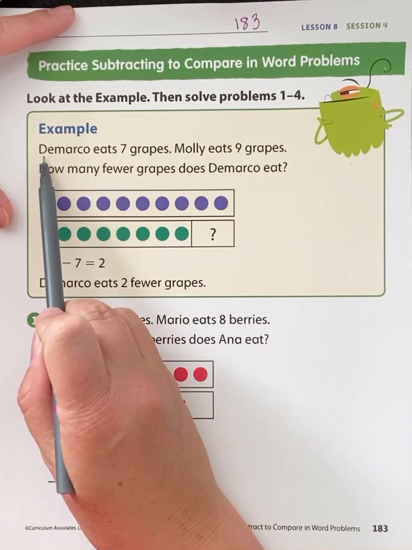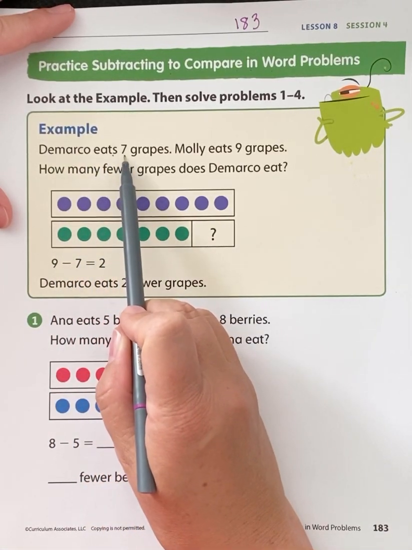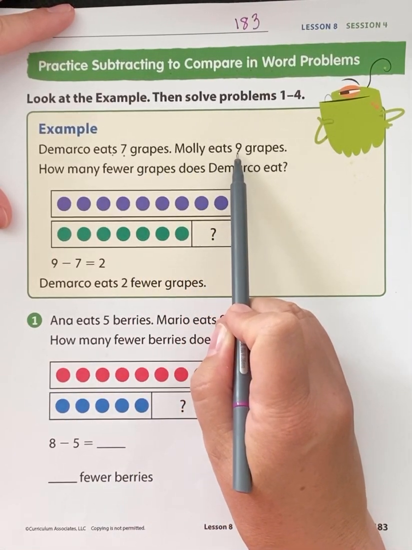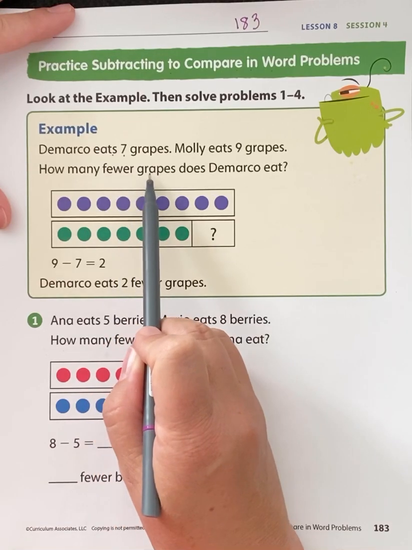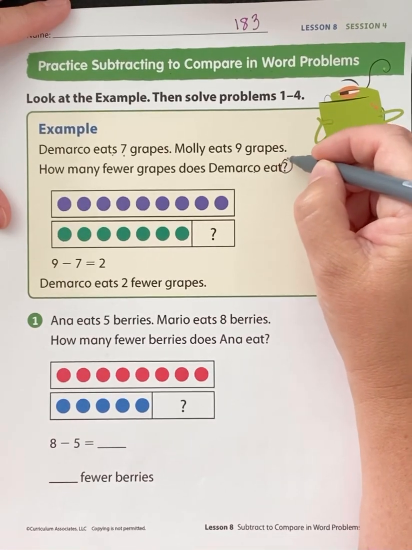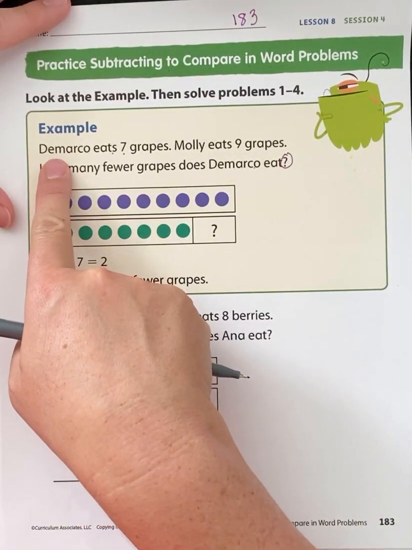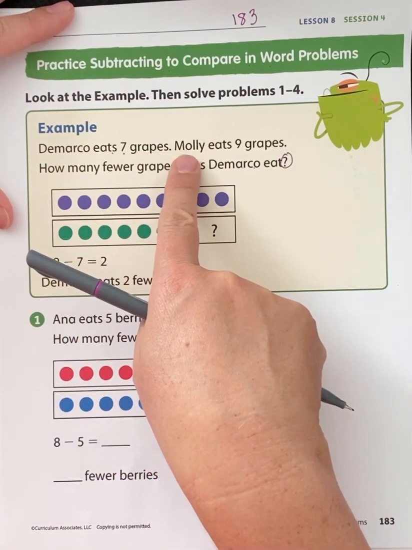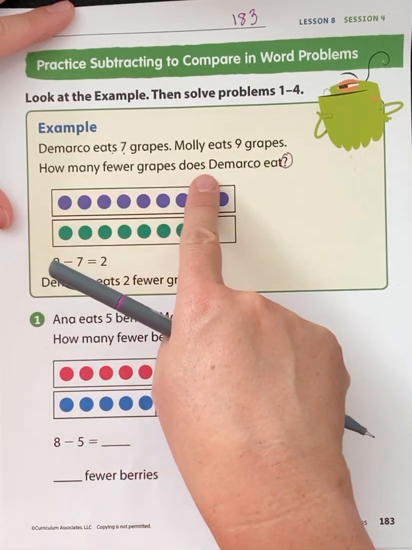Here it says, put your finger under the word. DeMarco eats 7 grapes. Molly eats 9 grapes. How many fewer grapes does DeMarco eat? Ooh, there's a question. That's what we're going to try to figure out. So I'm going to read it again. I want you to have your fingers underneath and follow along while I read. DeMarco eats 7 grapes. Molly eats 9 grapes. How many fewer grapes does DeMarco eat?